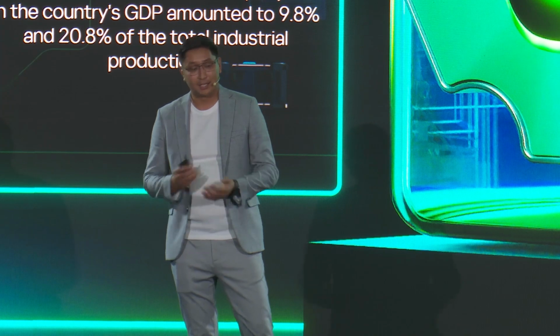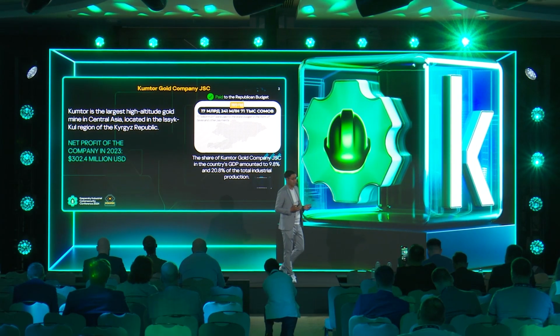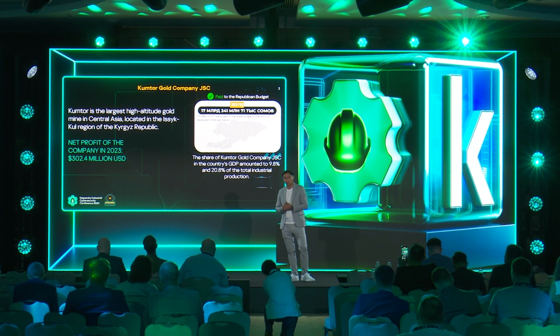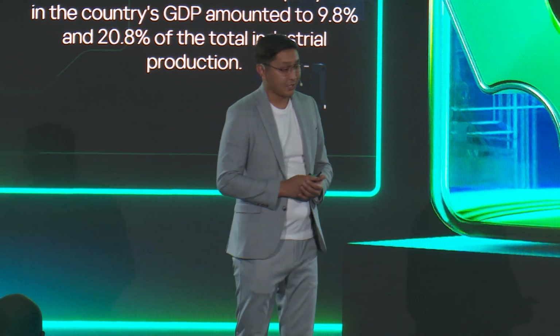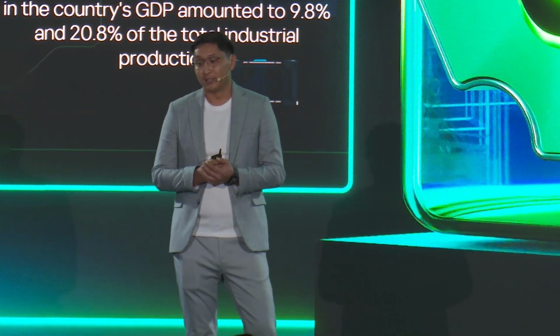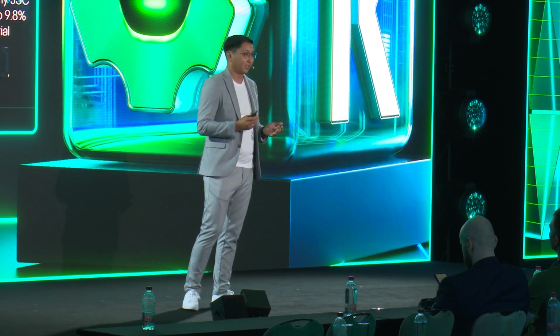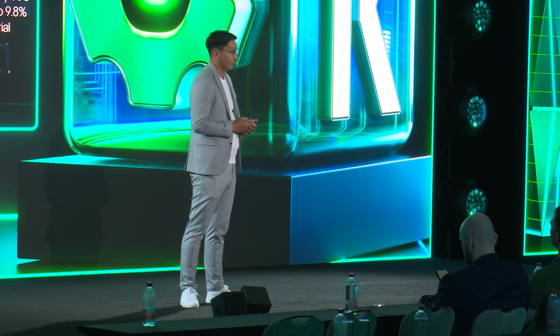Kumtor Gold Company is one of the largest and highest gold mining deposits in Central Asia, located in Kyrgyzstan in the Issyk-Kul region, 50 kilometers from Lake Issyk-Kul. Kumtor is a crucial enterprise in Kyrgyzstan, making up 9.8% of the country's GDP and 20.8% of the country's total industry.